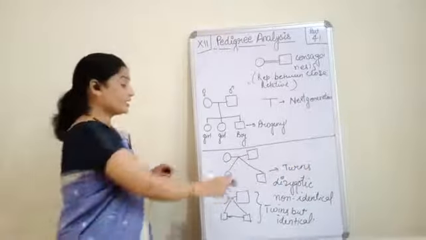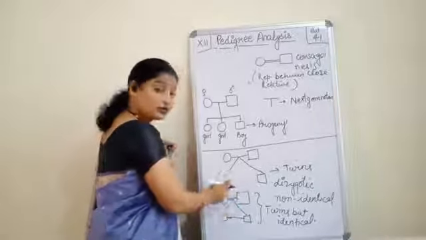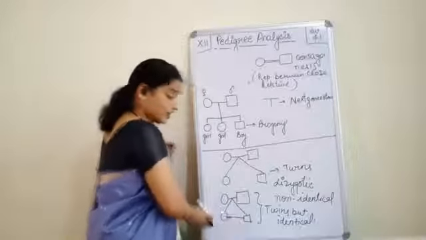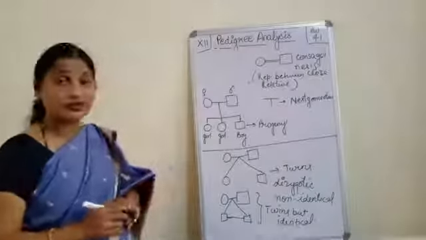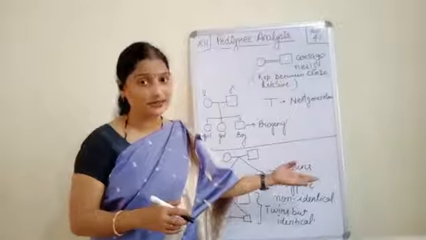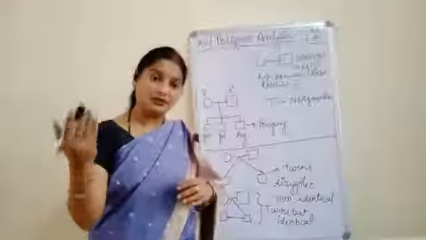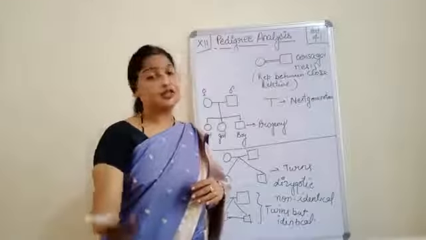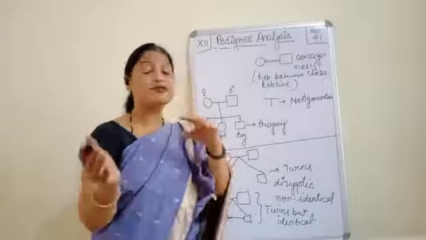Clear? So this is non-identical twins. That's why it is not linked, and this is identical twins. So these are the symbols, children, which represent the pedigree analysis. And by using these symbols only, we can go to the previous generation as well as come to the next generation, and we can find out the disease.